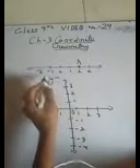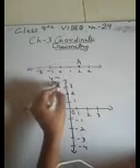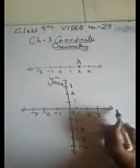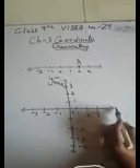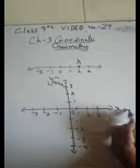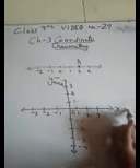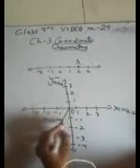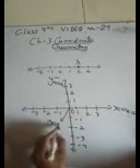Now this vertical line is called the y-axis, and this horizontal one is called the x-axis. And this common point, which is denoted by O, is called the origin.